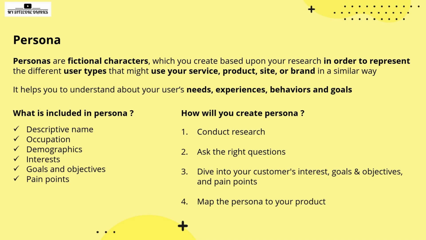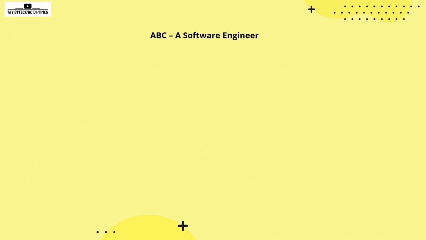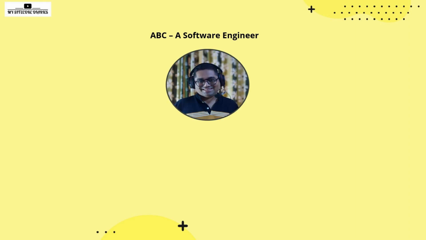So let us see one sample persona. Okay, I have given a name to the persona, a descriptive name, ABC, a software engineer. So ABC is the name, and as a descriptive name I'm giving a software engineer. You might need to add the photo. Okay, so this is his picture. Then you can assign some quote to it, a quote which defines the personality of that persona.